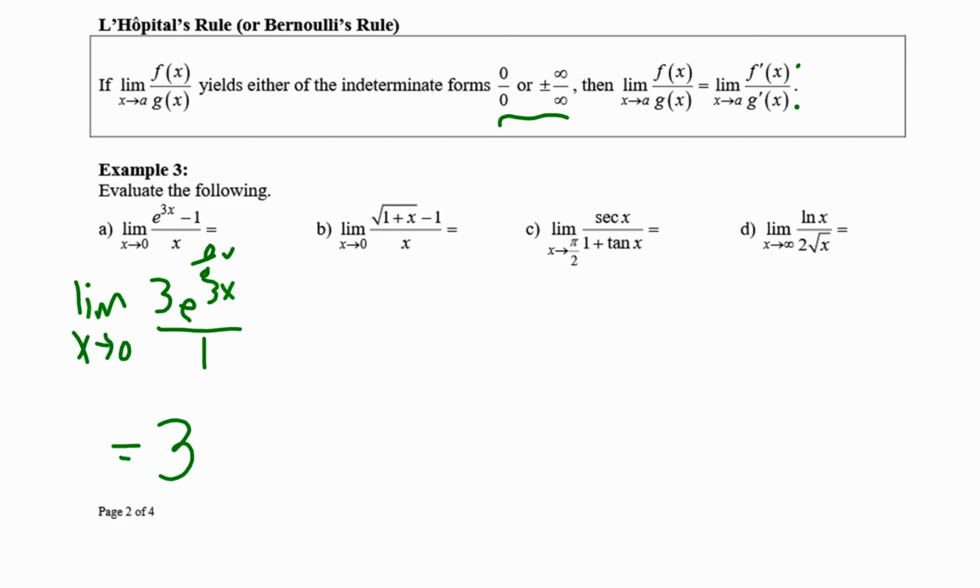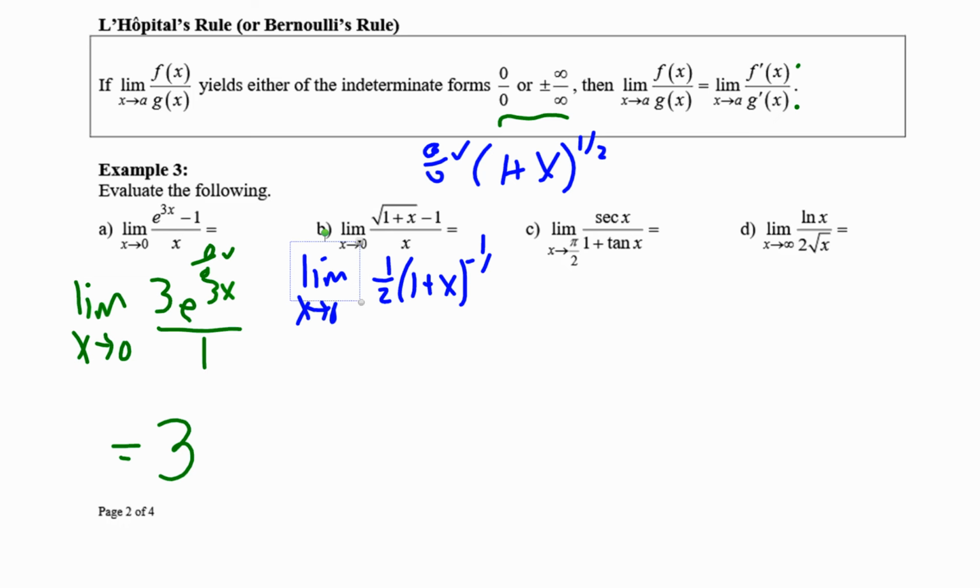Kind of cool. We could use rationalization, conjugation. We plug it in, we get 0 over 0. Good, that's nice. Or we could do this new rule. So if we take the derivative of 1 plus x to the 1/2, we get 1/2, 1 plus x to the negative 1/2, over 1. Then I would rewrite it just to make it look a little better: 1 over 2 square root of 1 plus x. Plug in 0 now, and we get 1 over 2.